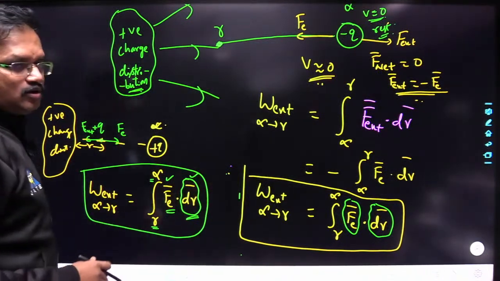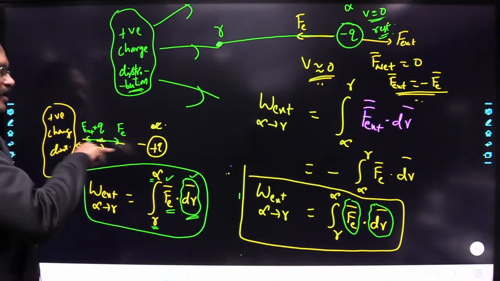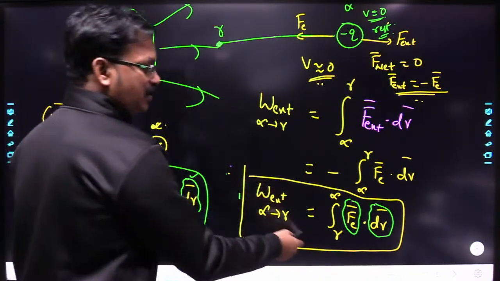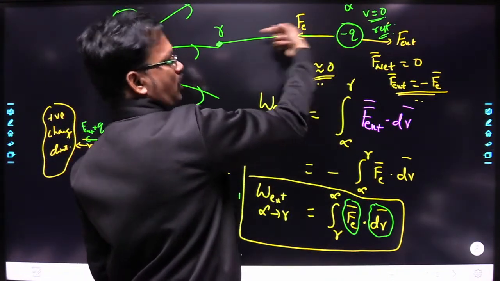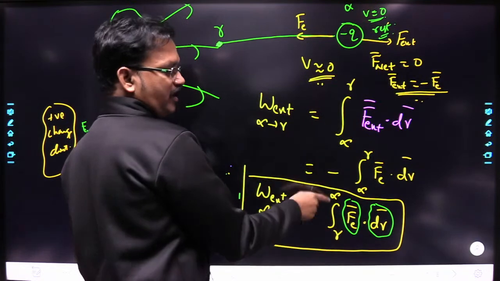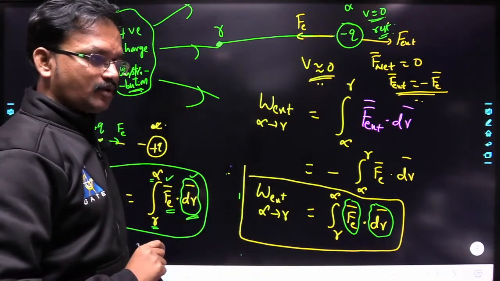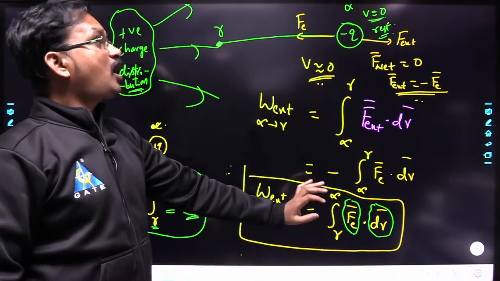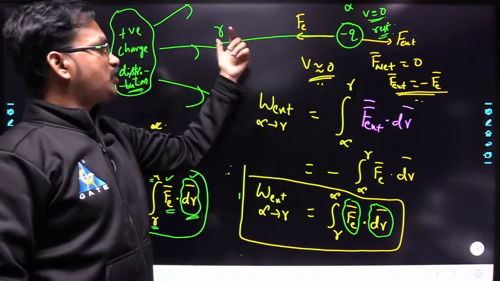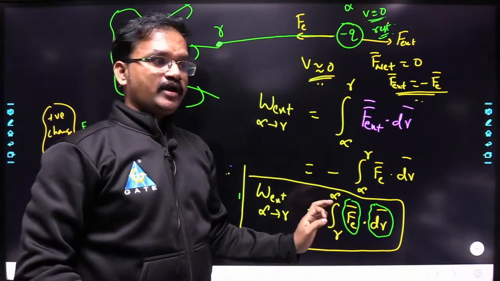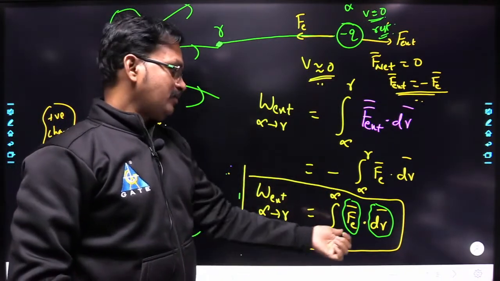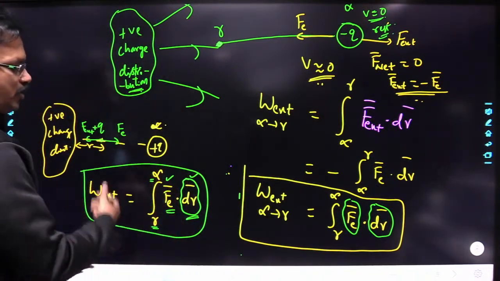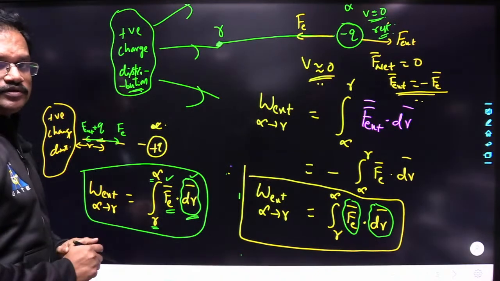Even though the expressions look the same, here the electric field force is pointing from R to infinity and dr bar is also pointing from R to infinity, whereas here the electrical force is pointing from infinity to R and dr bar is pointing from R to infinity. So if you calculate the work done to move minus q from infinity to r, you are going to get some negative value. Why here? Because this dot product is going to be negative, whereas here you are going to get some positive value.